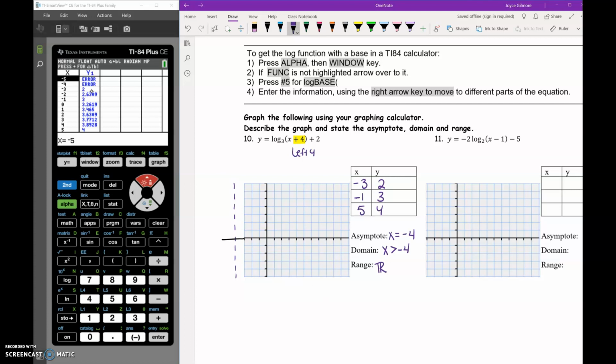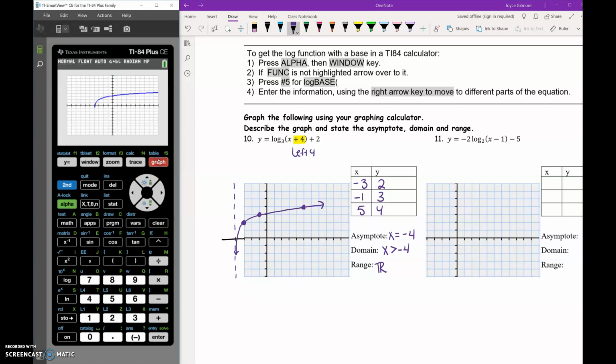So -3, 2, -1, 3, and 5, 4. And then you can look, it's going to touch or get really close to that asymptote, but not actually touch it, and then curve out. And it looks like it kind of flattens out, but it does keep on going to the right.